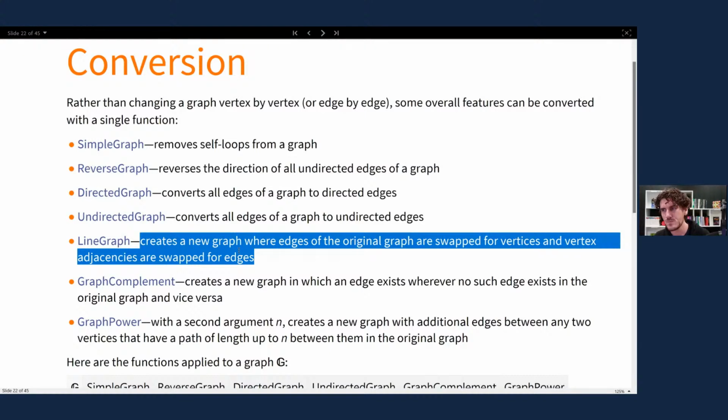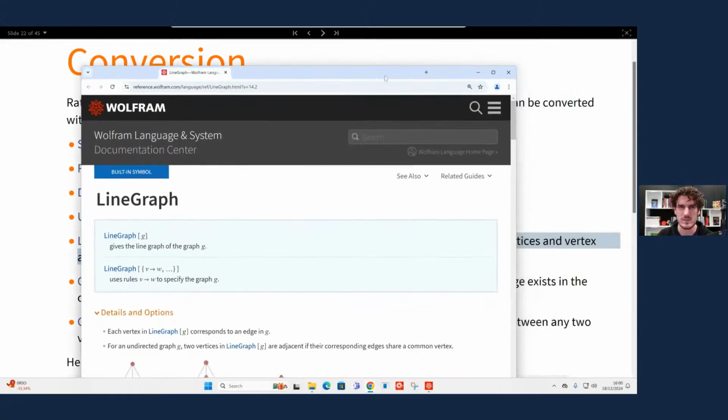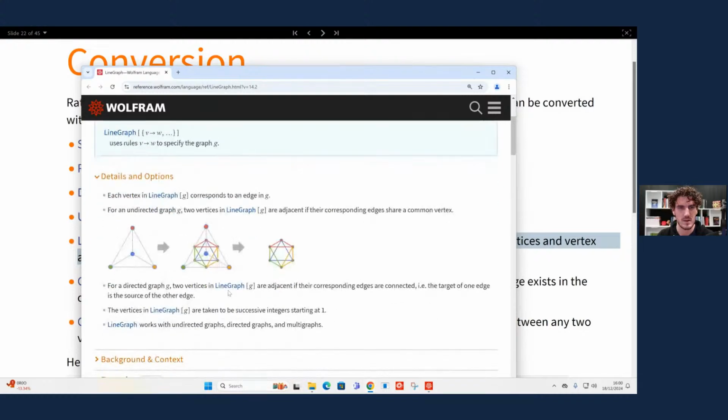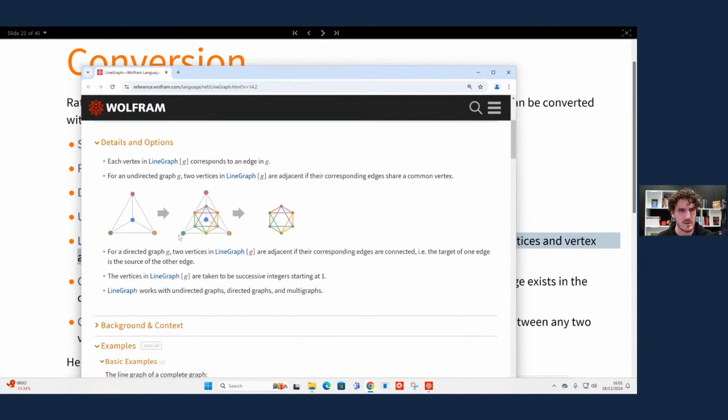This is kind of a tricky one to imagine, I think. I do have the documentation ready because I was trying to picture it in my mind earlier. So let's have a look at this example. So here's our graph. So these two vertices in the new graph, the line graph, are adjacent because their edges are sharing a common vertex. Hopefully you can see that.